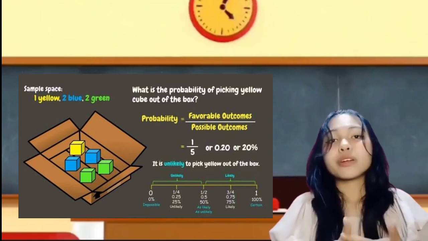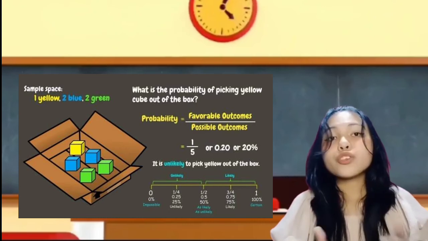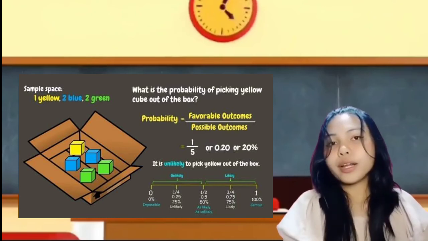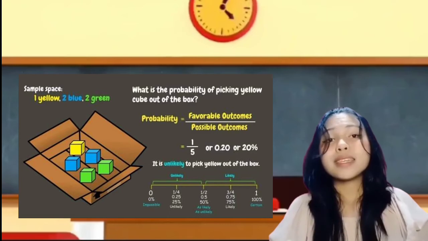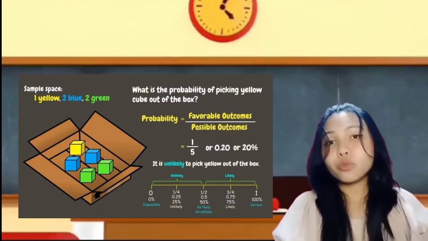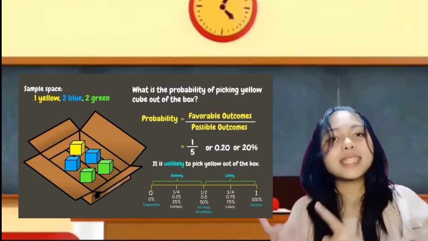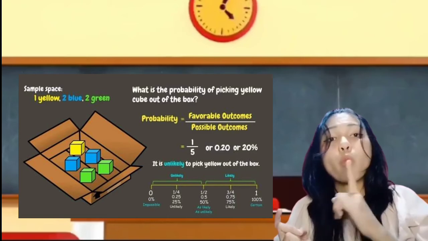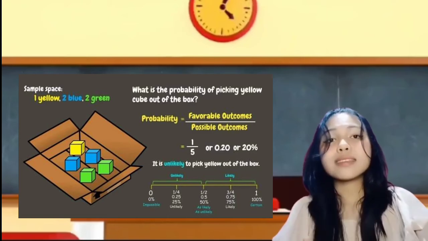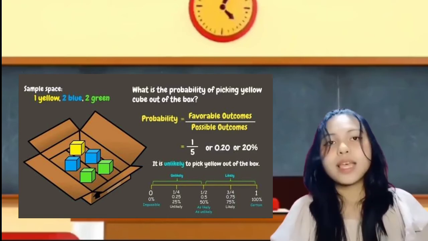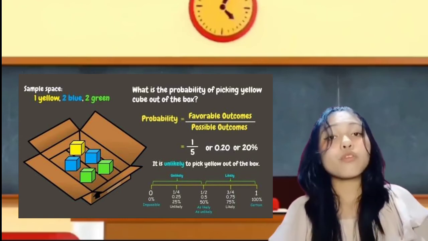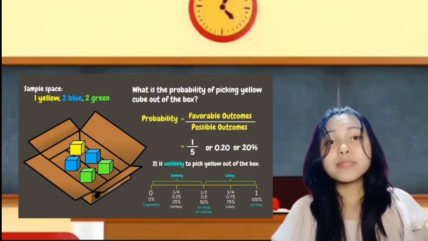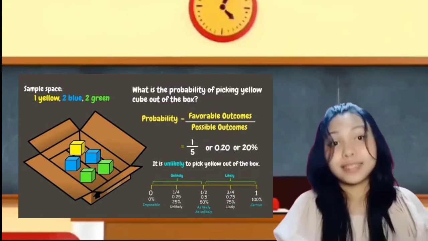Favorable outcomes are the specific outcome you are looking for. In the question, we are looking for the probability of picking a yellow cube. Here, we can see that we only have 1 yellow cube, so that is our favorable outcome, divided by the number of possible outcomes, which is the total number of all the possible outcomes in an event.